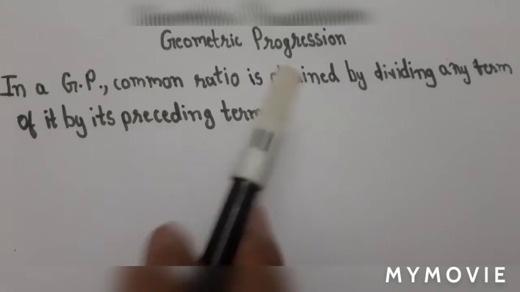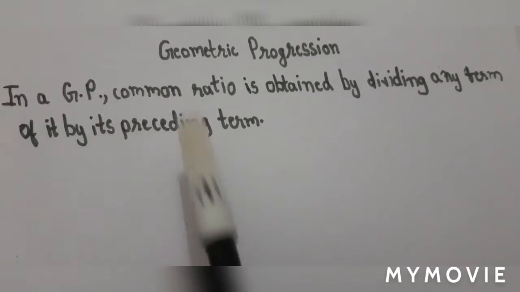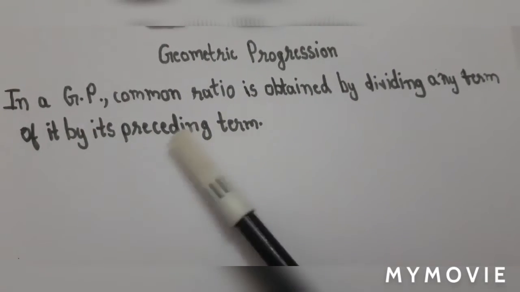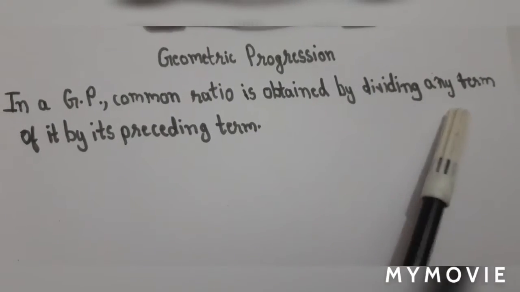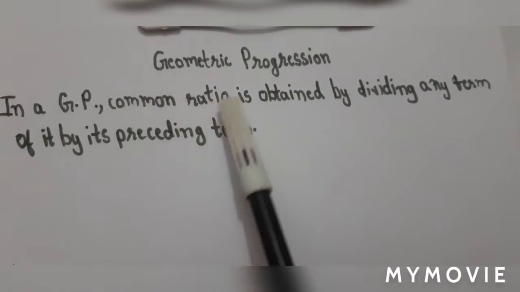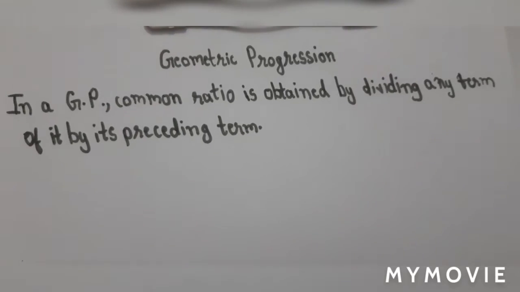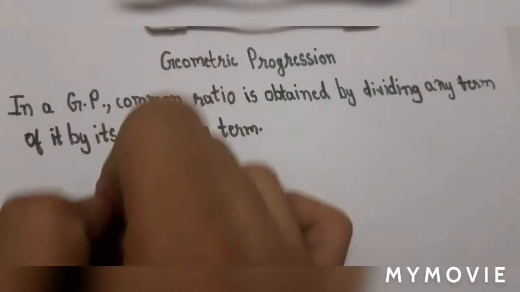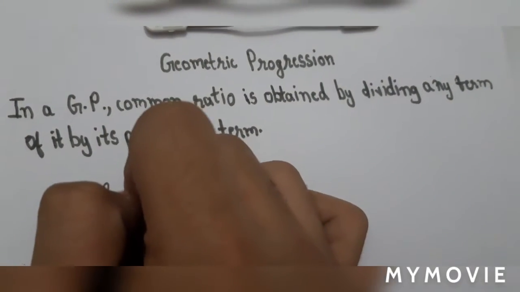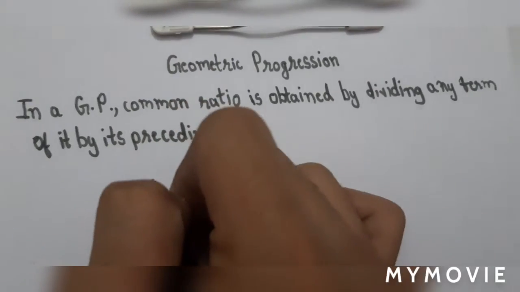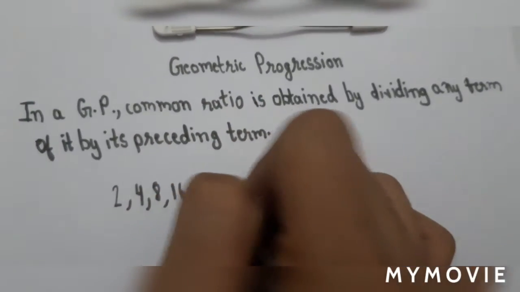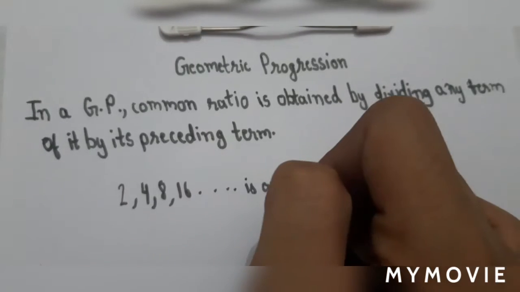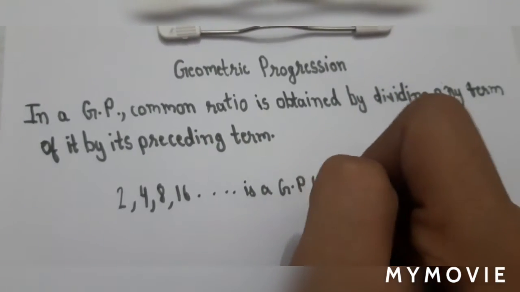So friends, geometric progression. In a geometric progression, the common ratio is obtained by dividing any term of it by its preceding term. So friends, let's take an example: 2, 4, 8, 16 is a geometric progression.